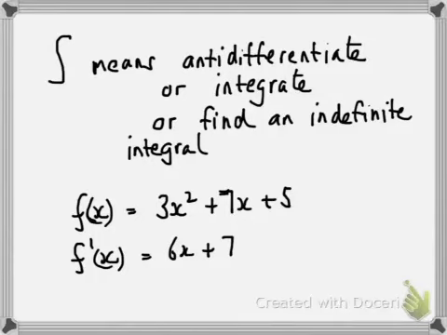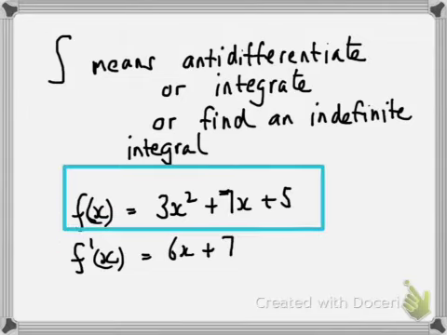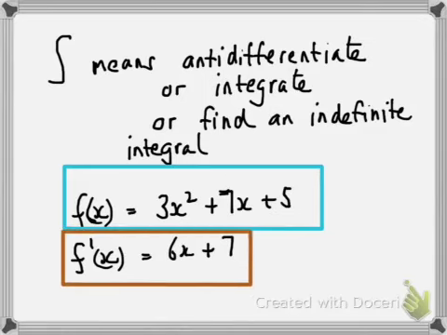The symbol here, a largish S type symbol, means anti-differentiate or integrate, or find an indefinite integral. I'll talk more about that in a little while. So it's the opposite of differentiation. Okay, so if you look here, we've got an expression, f of x equals 3x squared plus 7x plus 5, and when we were doing differential calculus, we learnt that the derivative of that is 6x plus 7. Okay, so we've done that before.